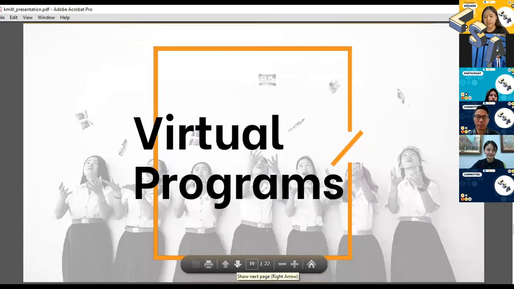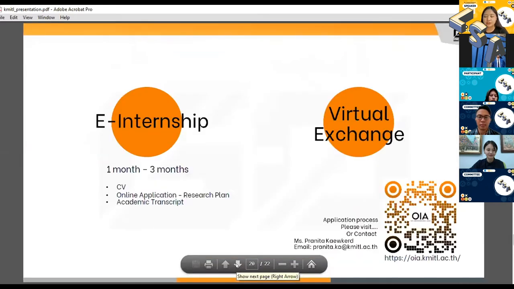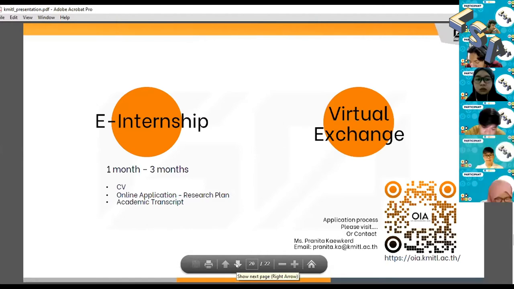And next, I will pass to the part of the online exchange program. Actually, we have two main activities. The first one is internship. The internship has the same theme as the on-site internship, but we will use an online platform instead. So you can discuss or meet your professor online, and you will receive a certificate for sure as well. You can request to join us for 1 month or 3 months. It depends on your nomination letter.